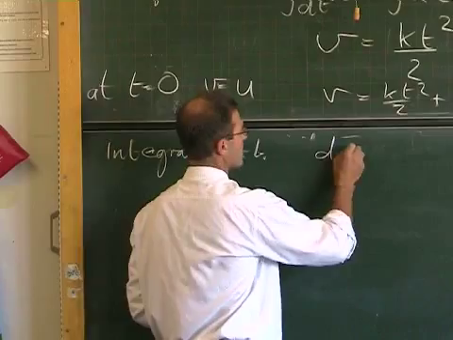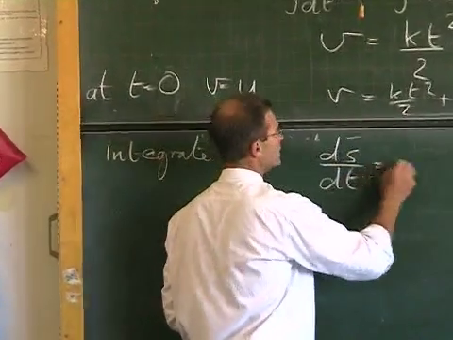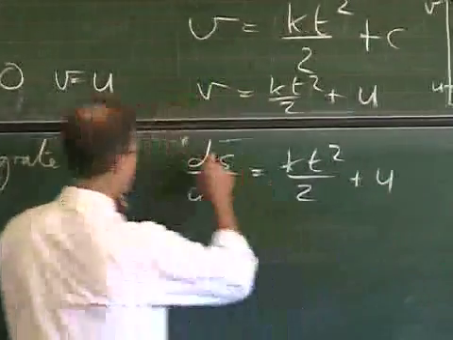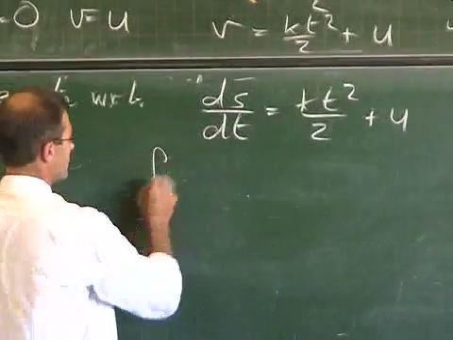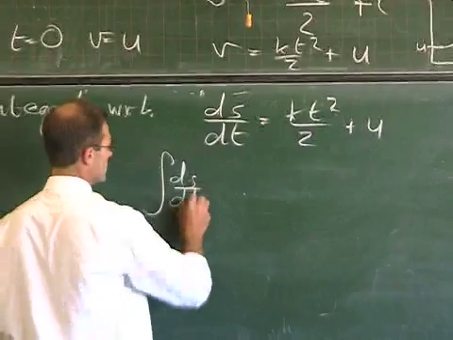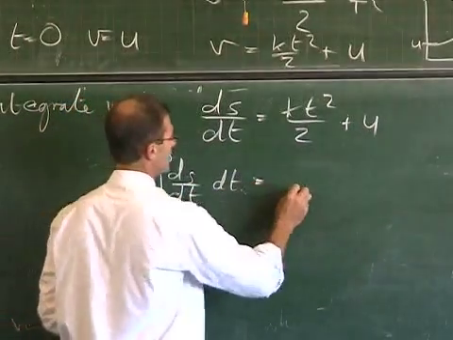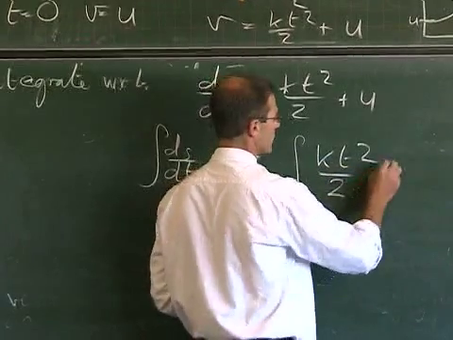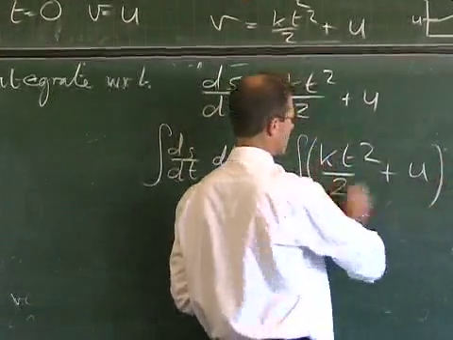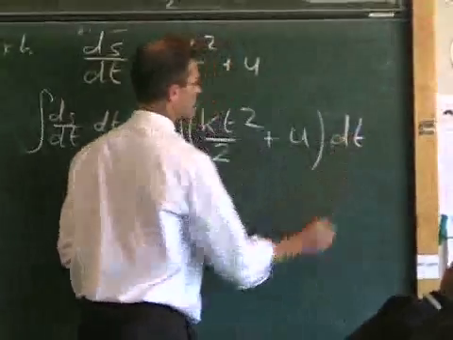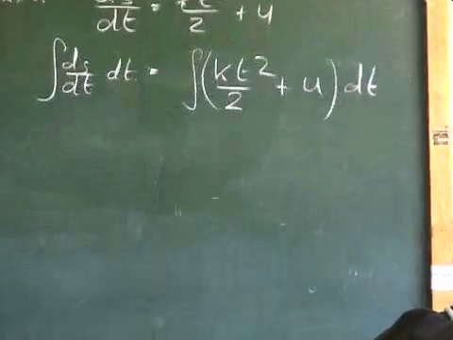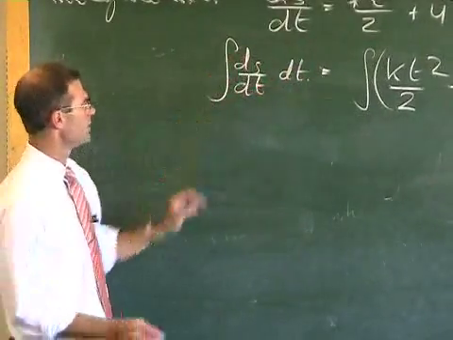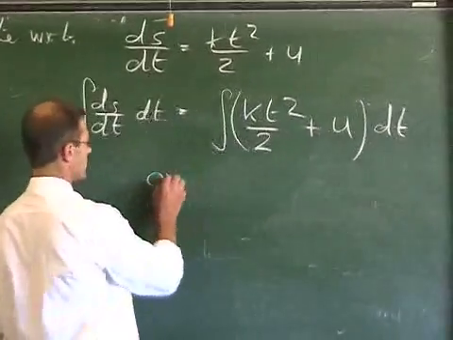So we integrate again with respect to time. We've got v is ds by dt, and that's equal to kt squared over 2 plus u. So if we integrate ds by dt with respect to time, you get the integral of kt squared over 2 plus u with respect to time. The integral of ds by dt with respect to time is just going to be the displacement, s.